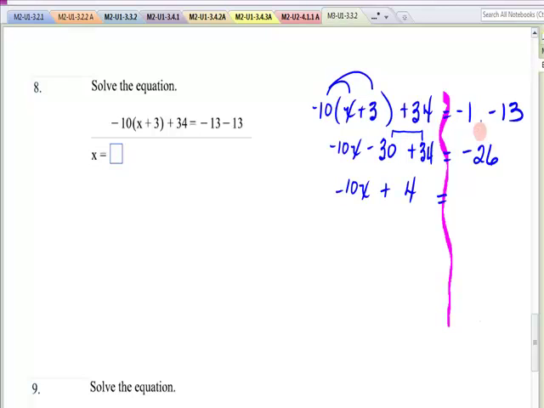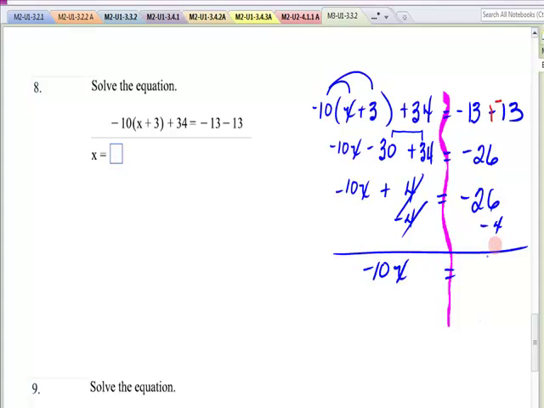Oops, let me put the problem back. You could have done keep, change, change, and it becomes a little more obvious that you're adding a negative 13 and a negative 13. So I'll just copy that down. Focus on the side with the variable. Got to get rid of the constant, so subtract 4. That's negative 10x, those are gone, is equal to, both of those are negative, it's negative 30. Divide by negative 10, which is the coefficient, and x is equal to 3.